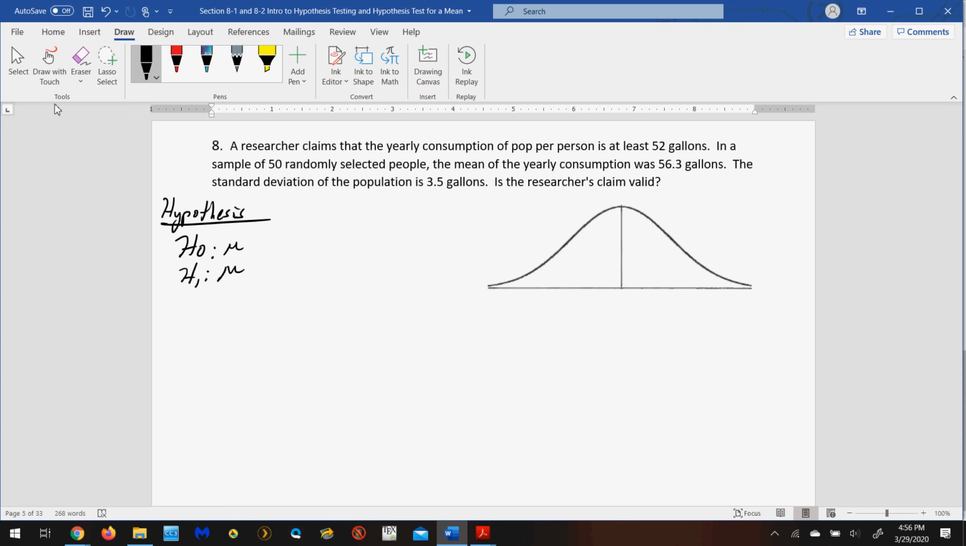And now what are you trying to test? What you're trying to test is, it says, at least 52 gallons. At least has an equal to part. So here would be my claim that's being tested. The other direction of greater than or equal to 52 is less than 52. The alternate determines the tail, so pointing to the left, left tail.